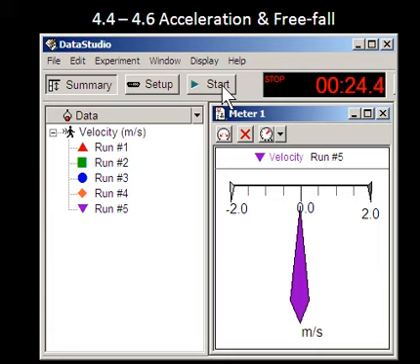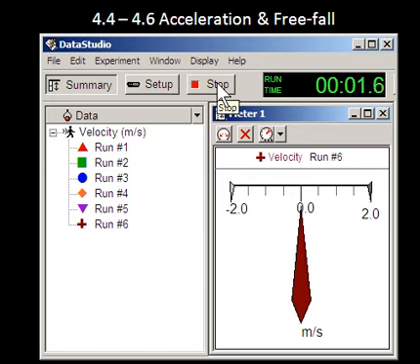If I put my cart on a much steeper ramp, which I'm going to do now, I'm lifting the ramp up so that it's much steeper. And then again I'm going to hit start and see what happens then. Try again, it slipped. You see how much faster the needle moves on a steeper ramp. That's because the acceleration is greater. The velocity is changing at a greater rate.